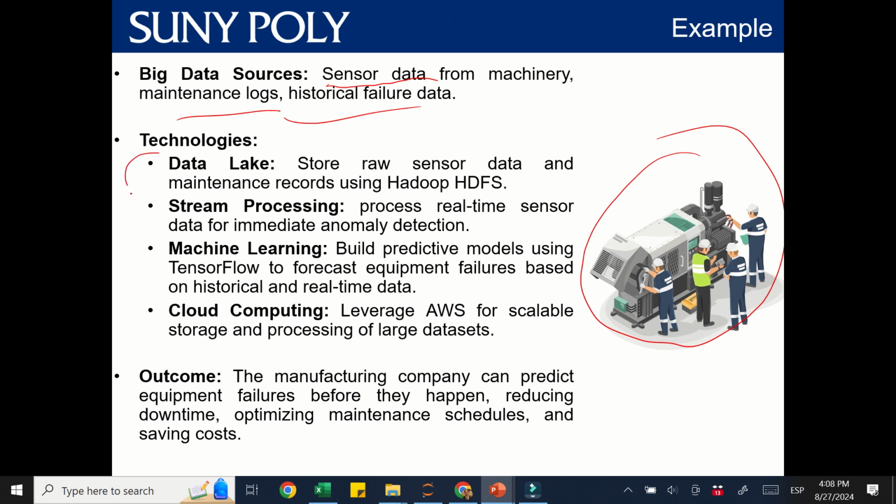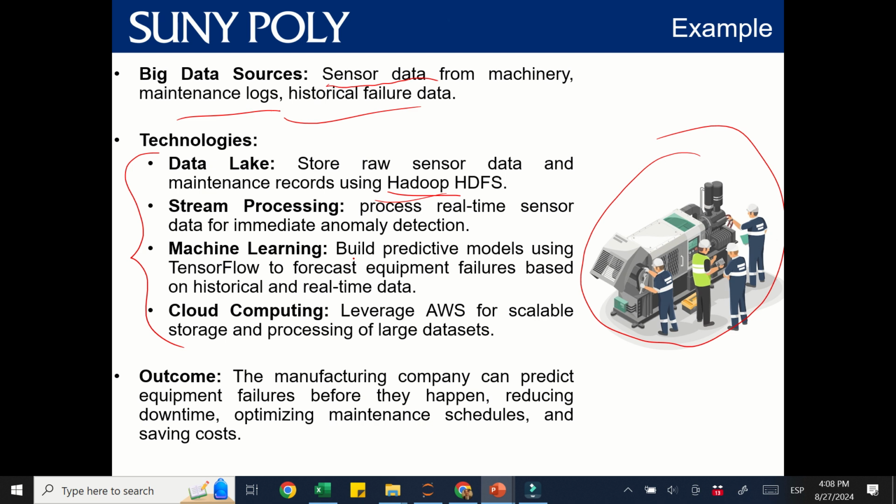The technology that we can use is a data lake. So we can store raw sensor data and maintenance records using Hadoop. You will learn this. Stream processing, so the idea is to process sensor data in real time for immediate anomaly detection. It's not just storing the data, you also need to analyze the data. You need some models to be able to find if something is changing in the performance of the machine in real time.